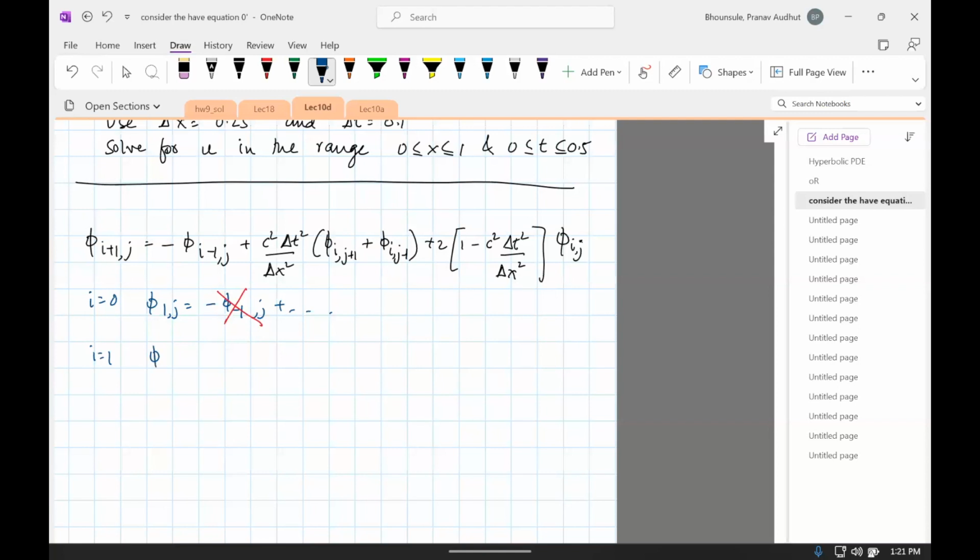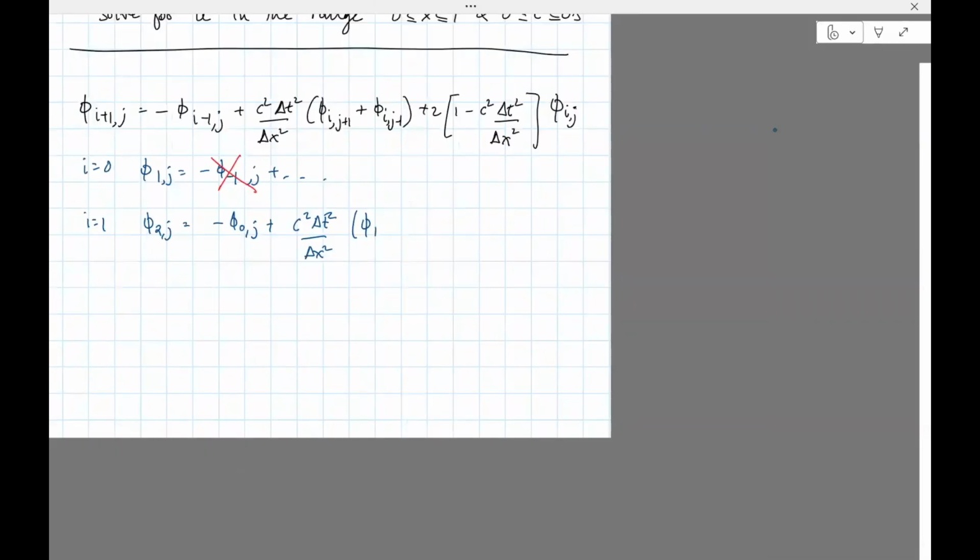i equals 1, we have phi 2,j equals minus phi 0,j plus this condition. So i is equal to 1. So 1 comma j plus 1 plus phi 1,j minus 1 plus 2. I'm just going to write it down because I just want to see if I can evaluate this. So it's clear that if you know this, then we can evaluate this. So you cannot use it for i equals 0, but you can use it starting from i equals 1, just because of what you need in terms of phi.